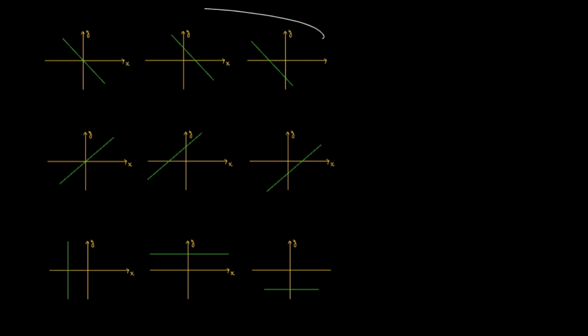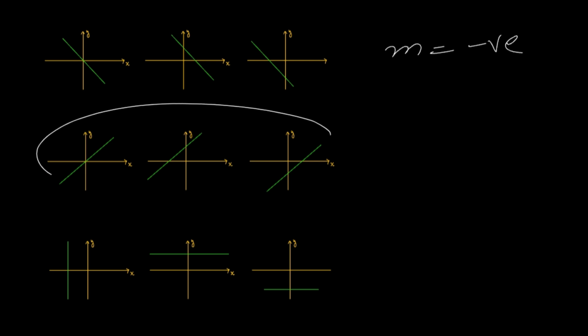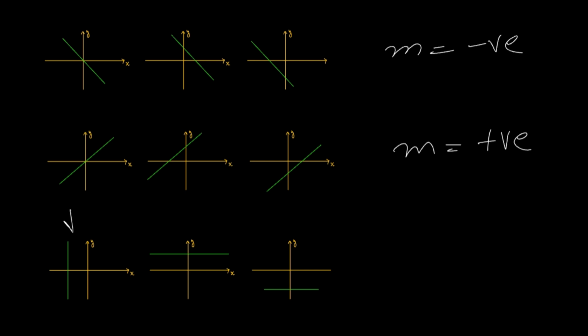So in general, lines that slope downward from left to right have negative gradient, and lines that slope upwards from left to right have positive gradient. The gradient of a vertical line is undefined, and the gradient of a horizontal line is 0.